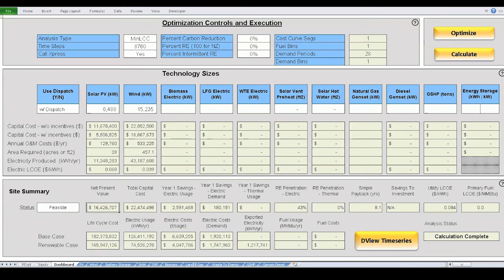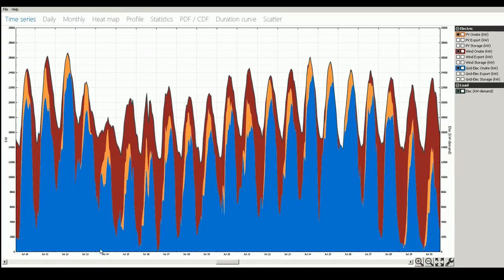We can look at how these technologies are being used to meet the load. The load is the black line at the top, the grid is shown in blue, wind is shown in red, and PV is shown in orange. Together, these three resources meet the load in every time step.